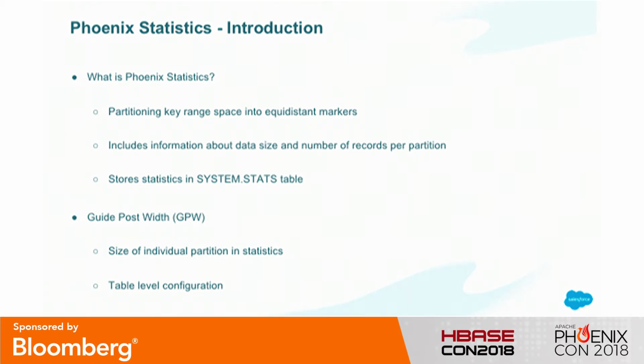So it basically takes the key range scan, divides it into a set of equidistant markers, and stores those markers into the tables. Those markers are also known as guideposts. In addition to that, it also stores information about the size of each bucket and the number of rows in each bucket. Now the question comes, how does Phoenix determine the size of each bucket? That's determined using the configuration setting known as guidepost width. This configuration setting is set at each table level, that is, each HBase table can have a separate guidepost width.